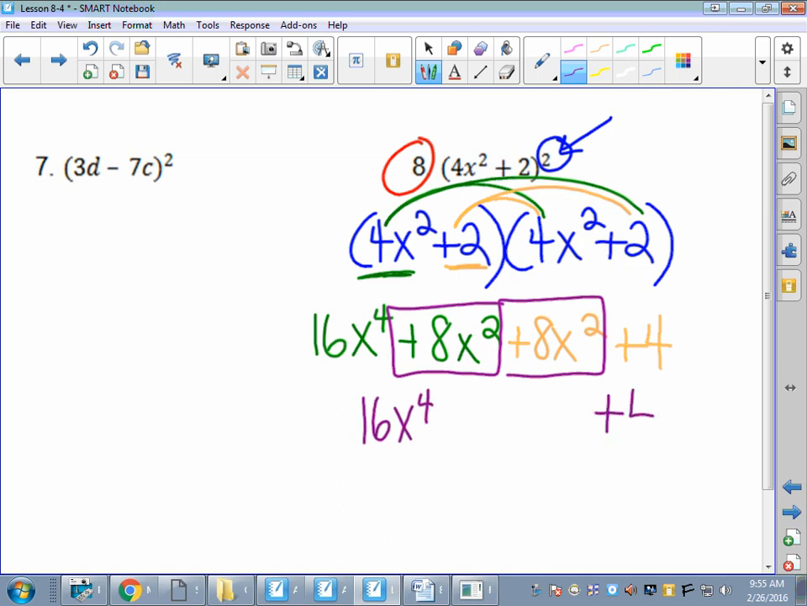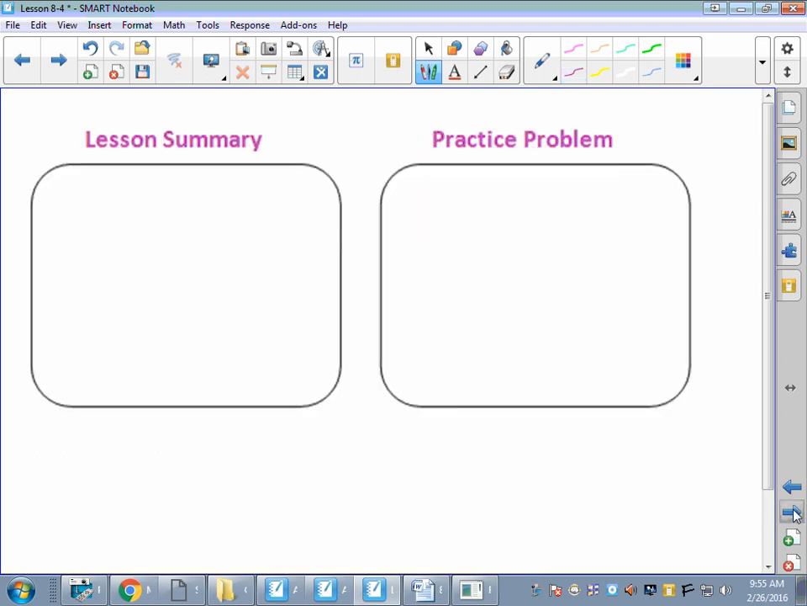So what will my middle term be? Remember, your exponent variable stays the same. Just add your numbers. So 16x to the fourth plus 16x squared plus 4. So wrap it all up.